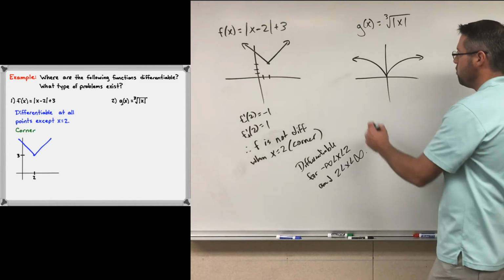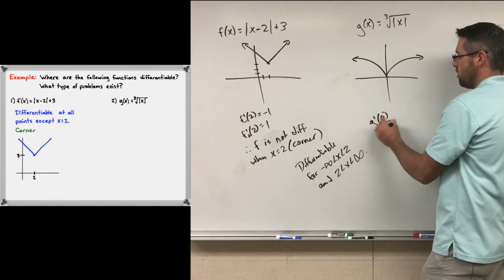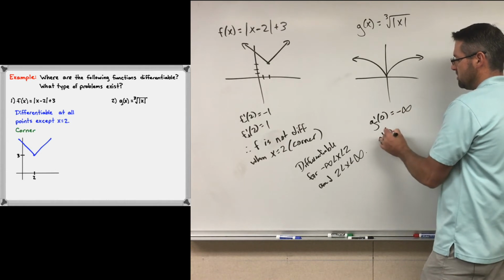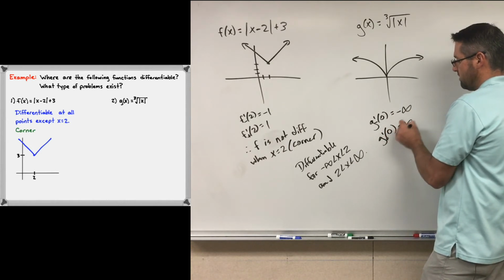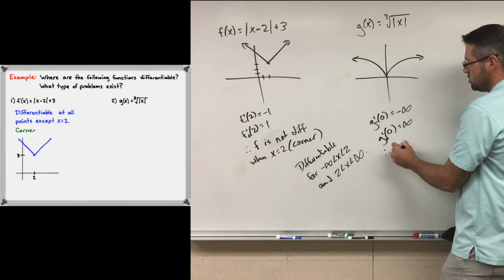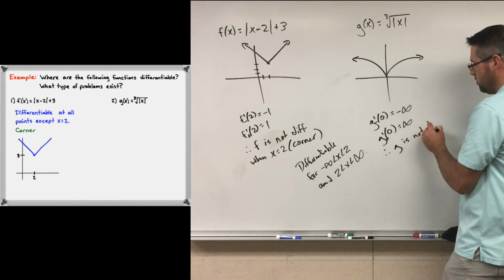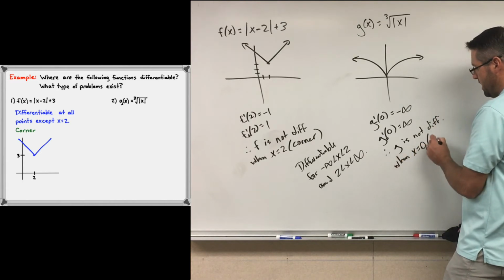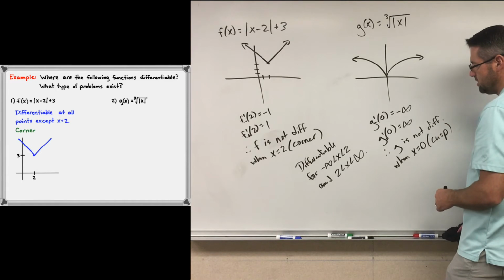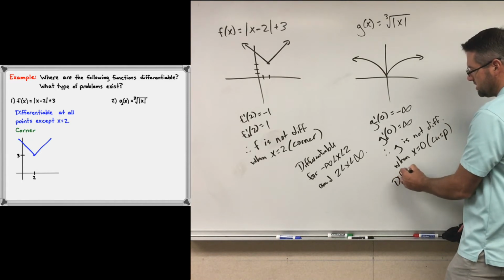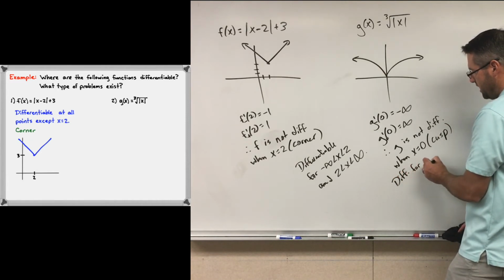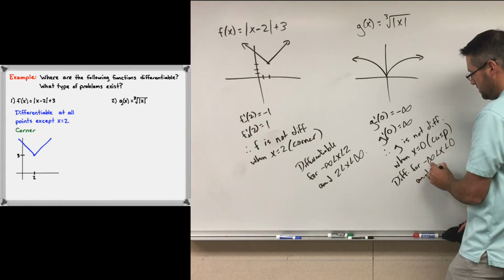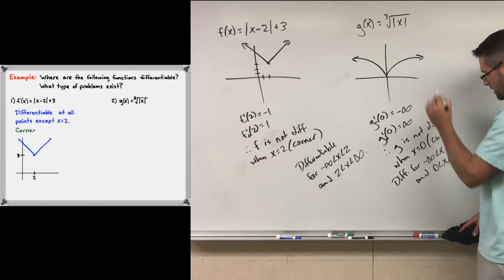a cusp. We would say that g prime of 0 from the left is equal to negative infinity, and g prime of 0 from the right is equal to positive infinity. Therefore, g is not differentiable when x equals 0, and that would be because it's a cusp. And so we can conclude also that it's differentiable for negative infinity less than x less than 0, and 0 less than x less than infinity.